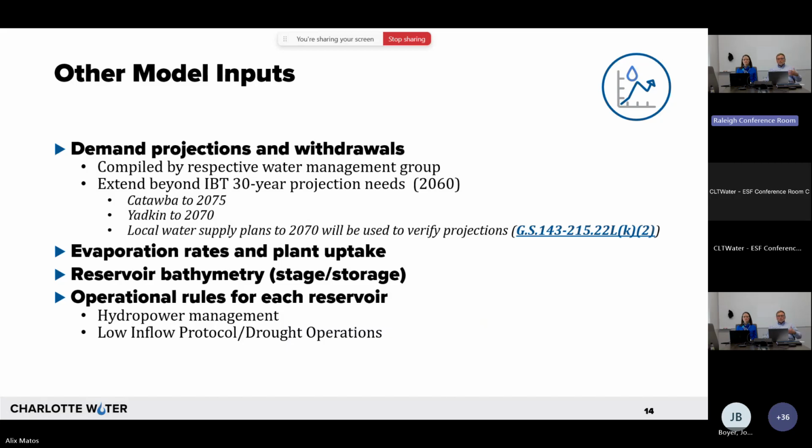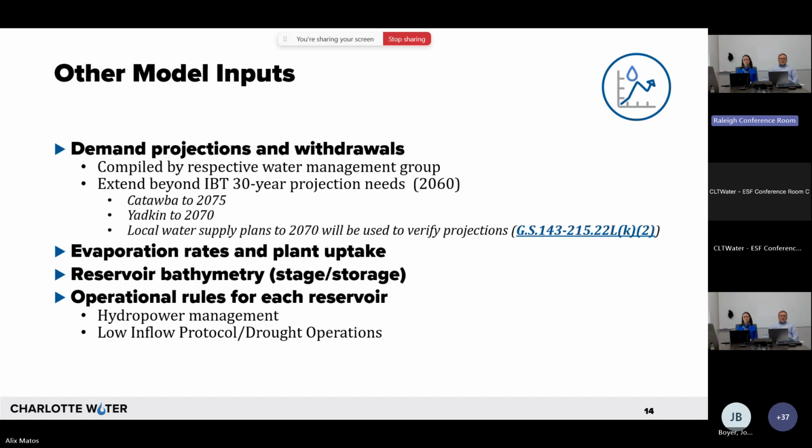In addition to the demands, inputs include evaporation rates, evapotranspiration, how much the plants are using, physical information about the reservoir so we can have a stage storage area curve, and probably just as important, so that the model knows how to deal with things on a daily basis, how much hydropower is being generated, especially during droughts. How do operations need to be changed during a drought? So you'll hear us talk about low inflow protocol. That's the drought operations on a hydro project.